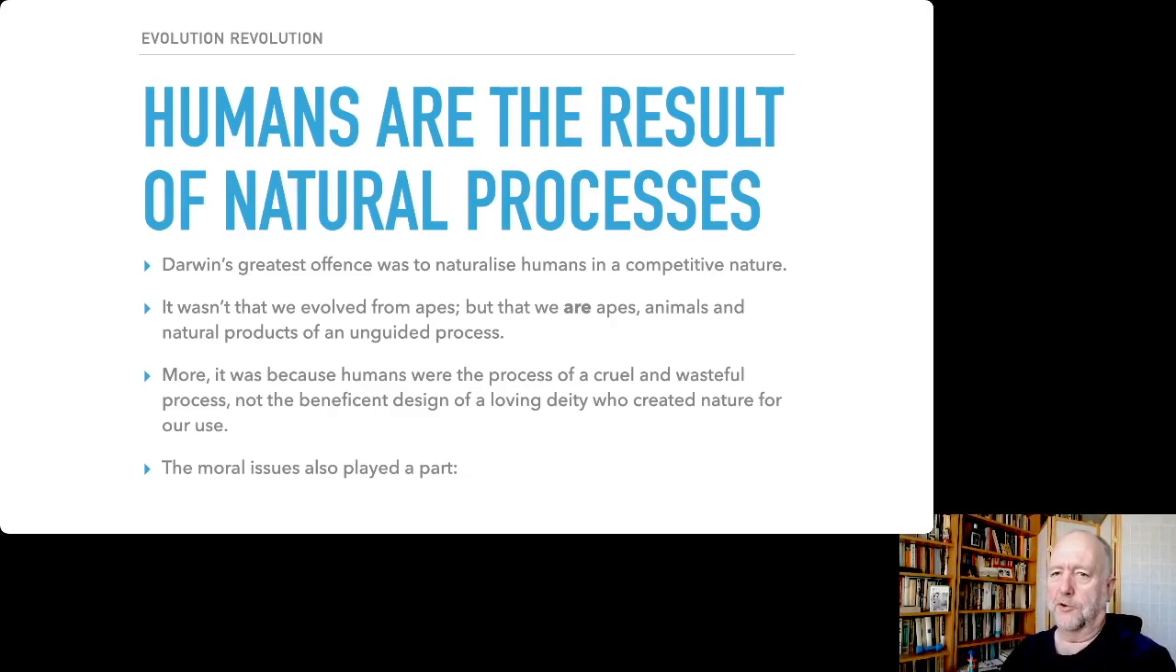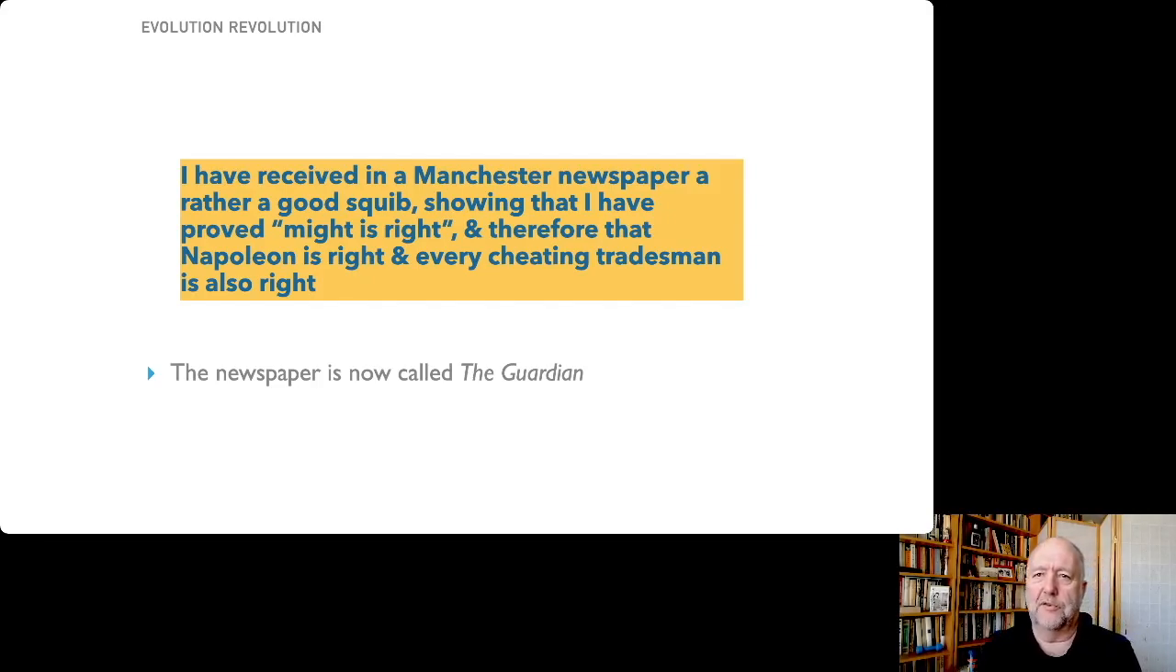And the moral issues, the moral implications that people thought came out of Darwin's theory were also at play. He wrote to a friend, "I have received in a Manchester newspaper a rather good squib showing that I have proved might is right and that therefore Napoleon is right and every cheating tradesman is also right." This is The Guardian. So The Guardian has always had a reputation for picking the wrong side of things occasionally.